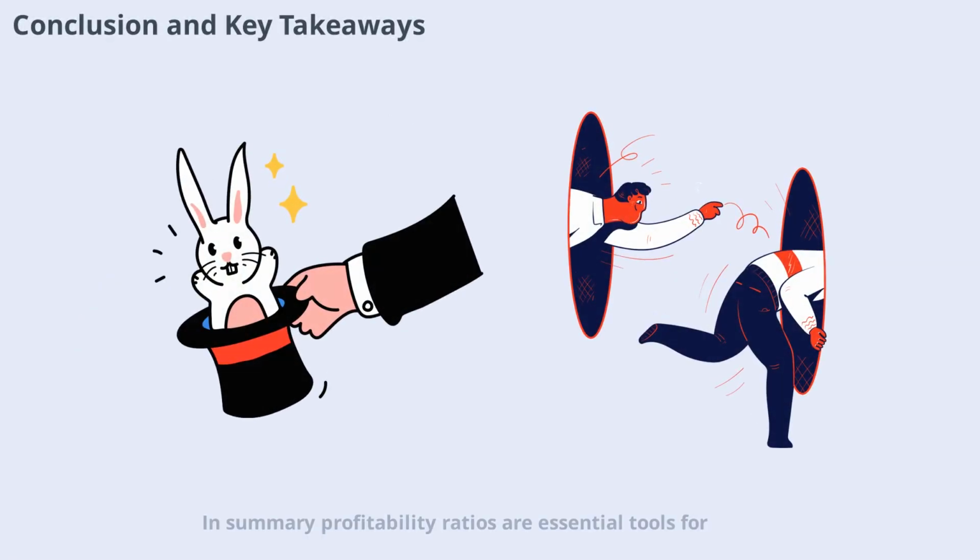In summary, profitability ratios are essential tools for understanding a company's financial health and performance. They help managers, investors, and other stakeholders make informed decisions, compare companies, and track progress over time. By mastering these ratios, you'll be better equipped to analyze businesses and unlock new opportunities for growth and success.